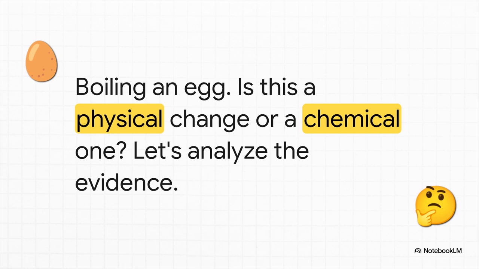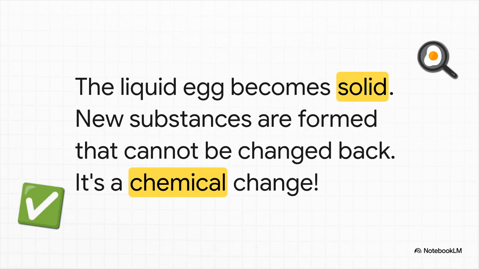Okay, you've got the skills, you've got the checklist. Let's solve one last case together. Boiling an egg. What do you think? Physical change or a chemical one? Let's look at the evidence. I mean, think about it. You start with a clear, goopy liquid and a runny yellow yolk. You add some heat and they become a solid white and a solid yolk with totally different textures. And there is absolutely no way to uncook that egg. A brand new substance has been created. Case closed. It's a chemical change.